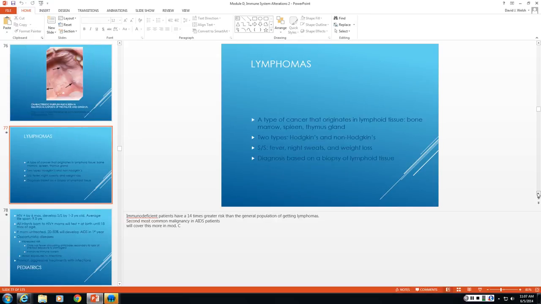Now your lymphomas. Immunodeficient patients have a 14 times greater risk for developing lymphomas. This is the second most common malignancy in AIDS patients. Lymphomas are basically a type of cancer that originates in the lymphoid tissue, bone marrow, spleen, and thymus gland. There are two types: Hodgkin's and non-Hodgkin's. Signs and symptoms are going to be fever, night sweats, and weight loss. Diagnosis is done based on a biopsy of the lymphoid tissue.